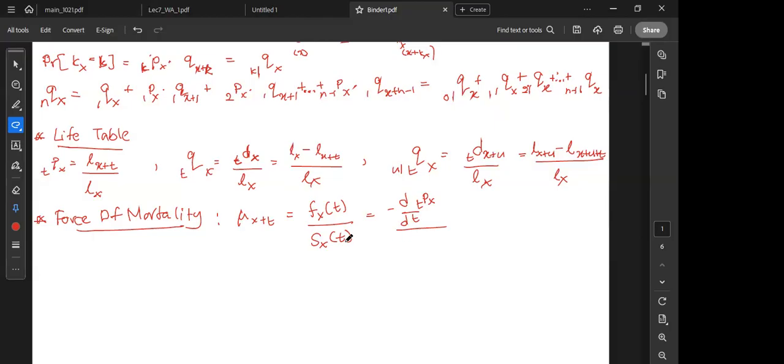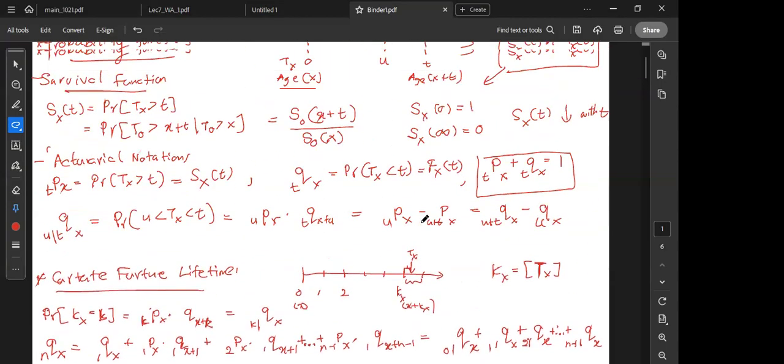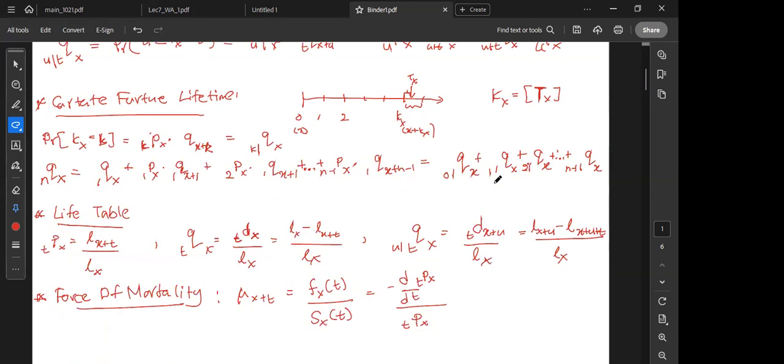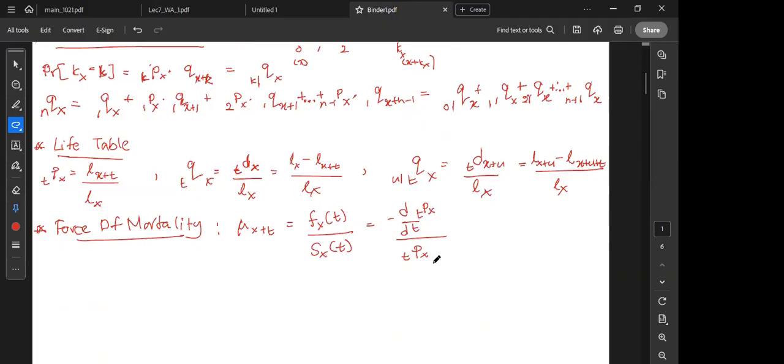Then I can replace this directly using pxt, because here we took this relation. So this is pxt, and if I differentiate it with respect to t, this is 0, and this gives fxt, simple fxt. So the negative value comes from there, and this is directly denoted by pxt. So this ratio is also used to define the force of mortality.